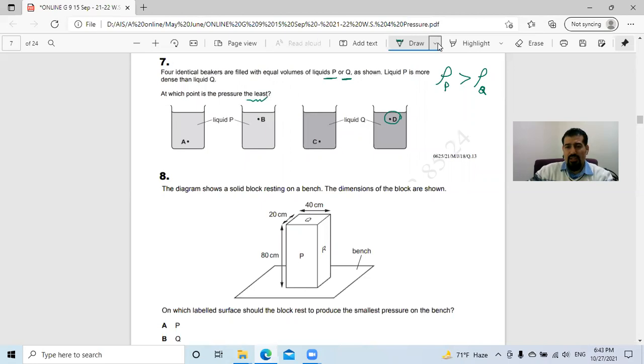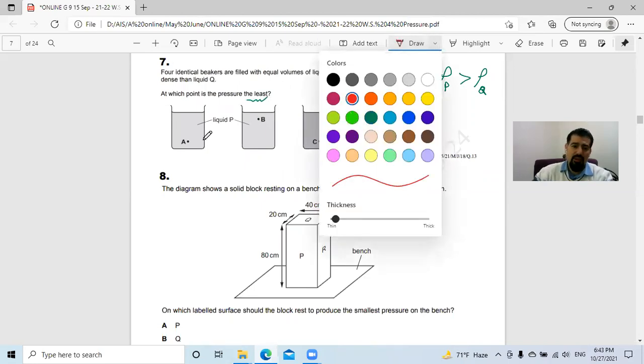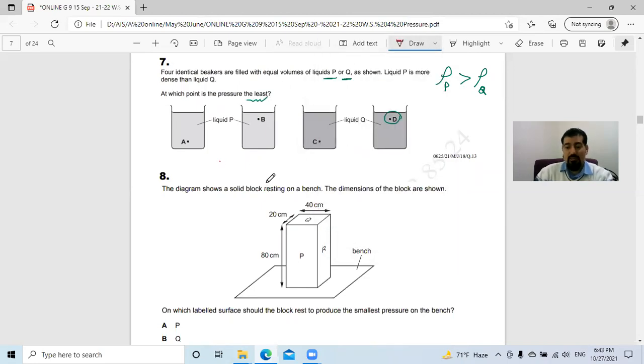That's the least pressure. If they ask about the greatest pressure, where will it be? Exactly, it will be A. A will be the greatest pressure, because it has more density and is deeper. But here, D is the least pressure, so our answer is D.